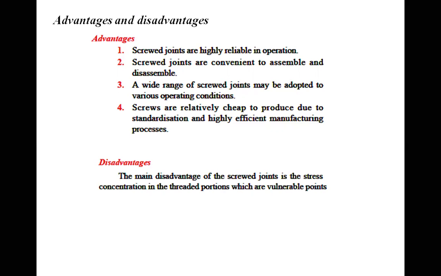A wide range of screw joints may be adopted for various operations. For mass production, screw joints are cheap to produce. That is the main advantage. One more advantage of the screw joint we can put here is we can join two different materials together. In case of a welded joint, we cannot weld plastic with steel, but it is possible by using a screw joint. We can assemble two plates, one of steel and another of plastic. So that is one of our advantages.